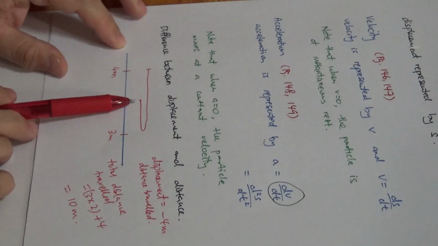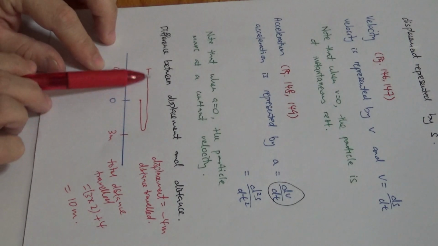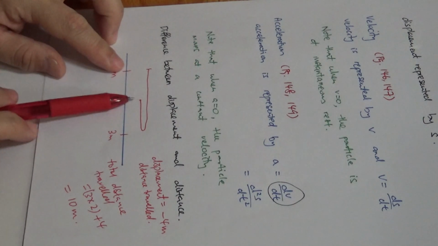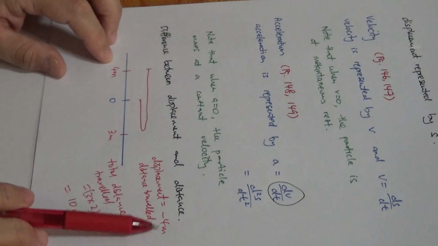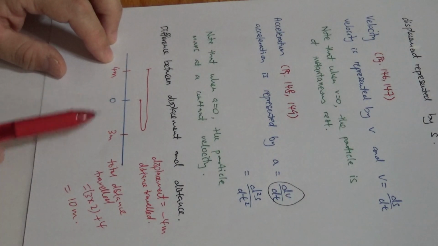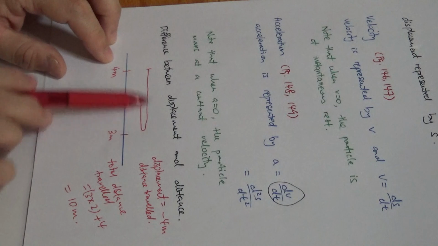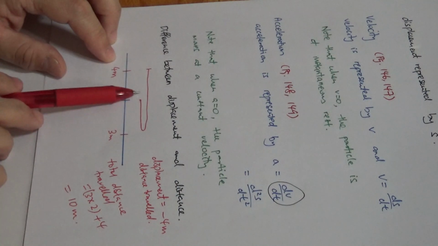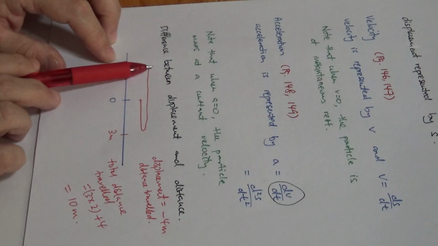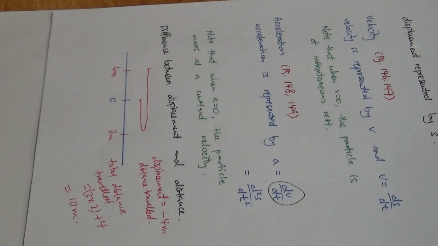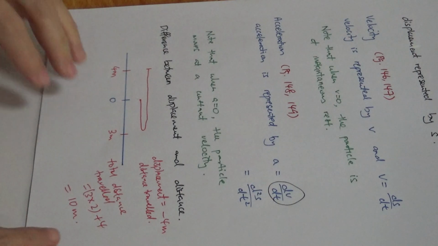I repeat, if a particle starts from here and moves like that, the displacement of the final position is negative 4 meters with respect to O. The total distance traveled from the start till the end is actually 10 meters because it's 3 plus 3 plus 4. So it's 10 meters. So we have to be very careful down here.